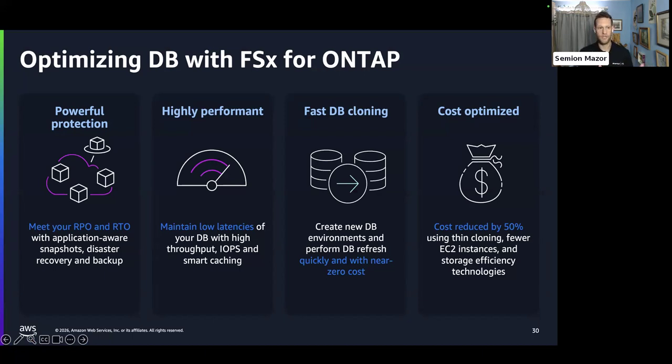First, powerful protection, meeting RPO and RTO targets with application-aware snapshots, disaster recovery, and backup. Then it provides high performance through high throughput, high IOPS, and smart caching. It provides unique cloning technology to create new database environments in seconds and refresh existing databases with near zero costs. And it can optimize costs by reducing roughly 50% of your workload costs with thin cloning using smaller EC2 instances and all the storage efficiency technology that we covered.